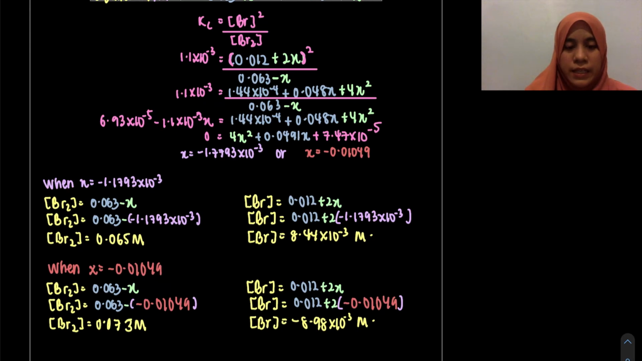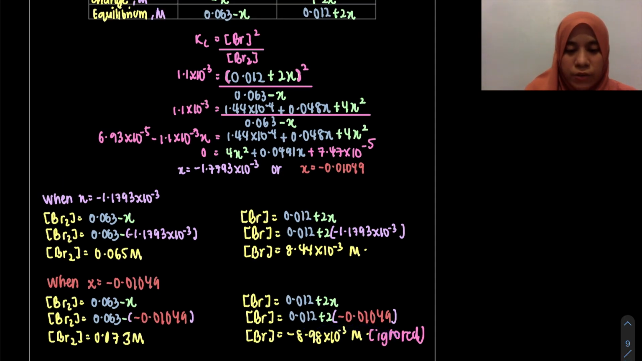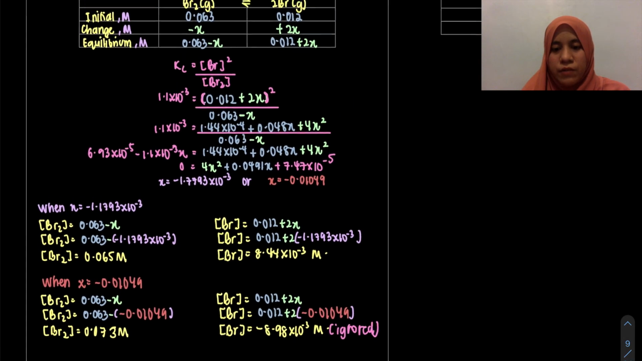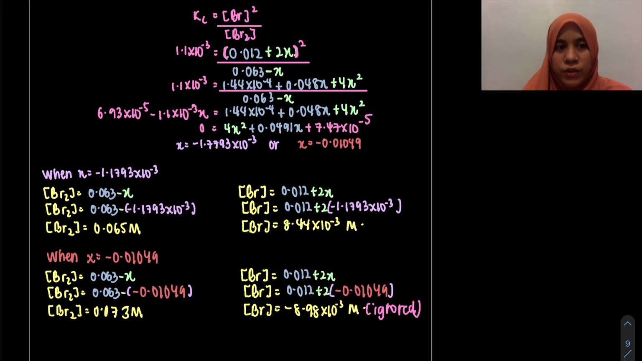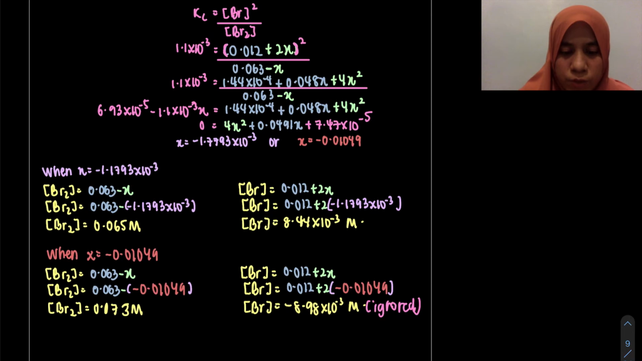So this x we will ignore. This one we will write as ignore, because there is no negative concentration value. This one we also have to ignore, because it means we substituted x equal to negative 0.01049. So, extending the steps from here, we know that the concentration for Br2 is this one, and the concentration for Br is this one. So we conclude our calculation.